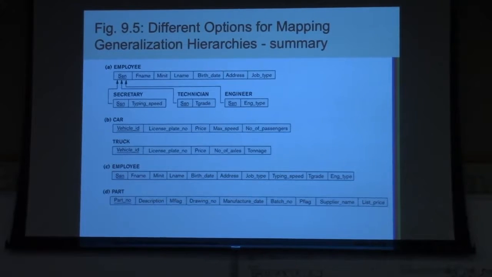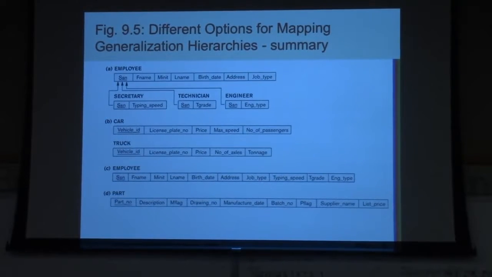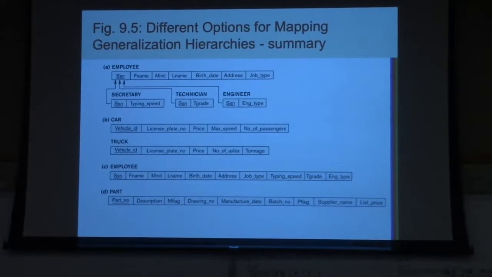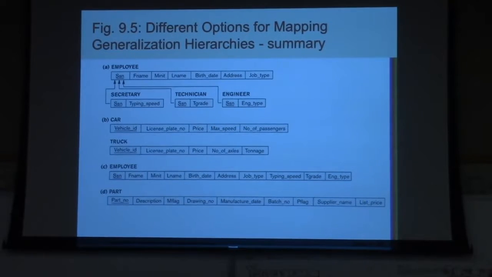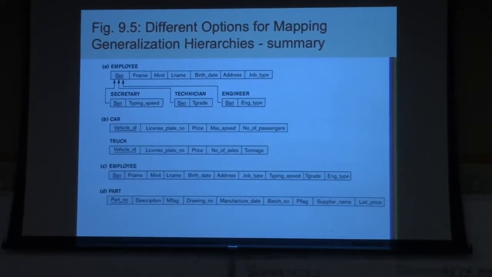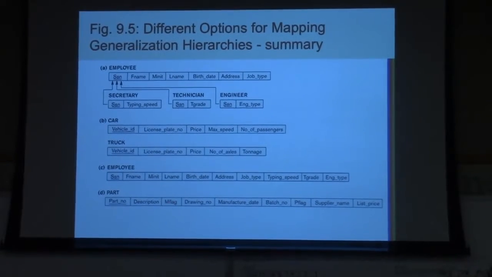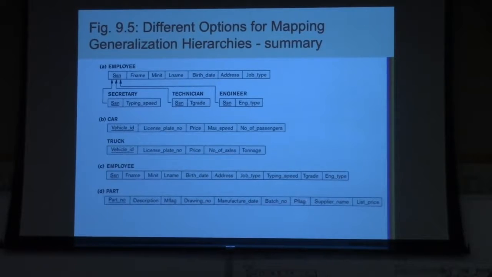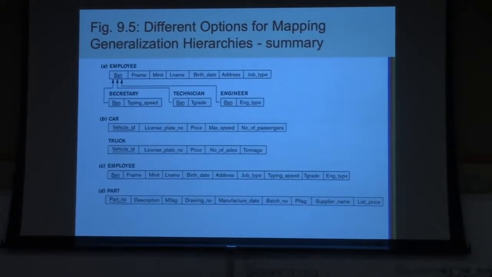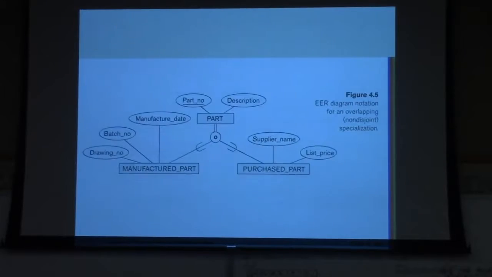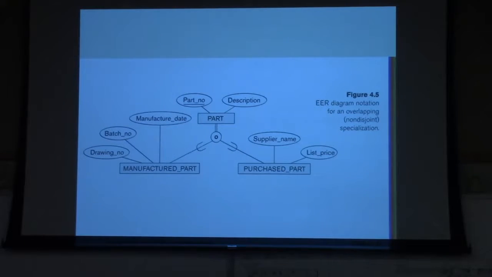The third one, the employee. So this is the example of what? Job type, typing speed, T grade, engineer type. That is an example of this. And the part: you can see the part number and the description. The manufactured flag is yes or no, and the P flag is the project yes or no. So for this case, we can select this option and so on. It depends.